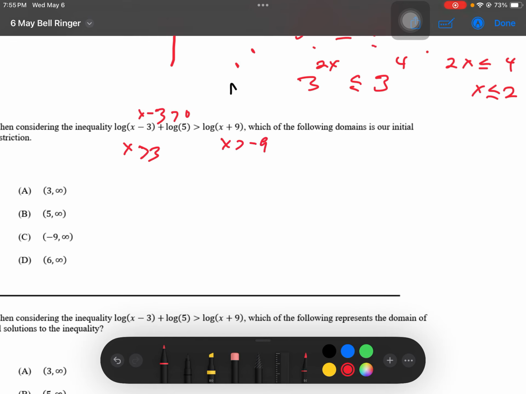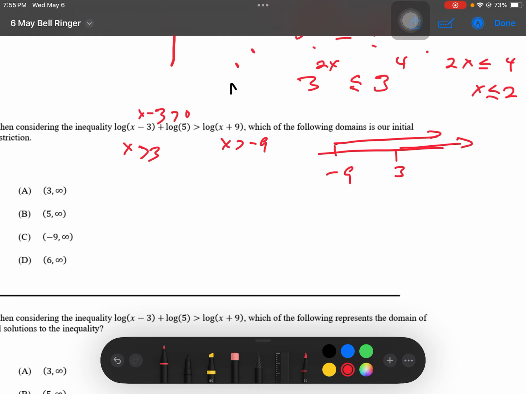So overall, what is going to be the restriction on this log before I start solving it? Well, remember this from class, and some of you can probably see what the answer is. For negative 9, and then for 3.